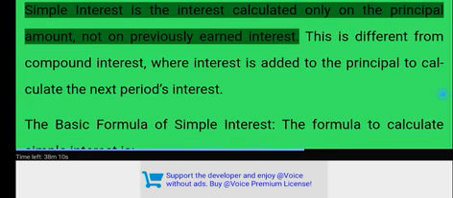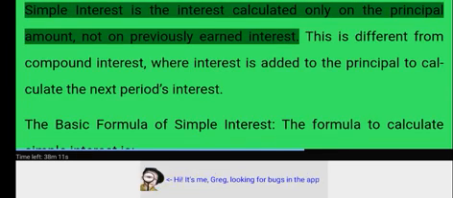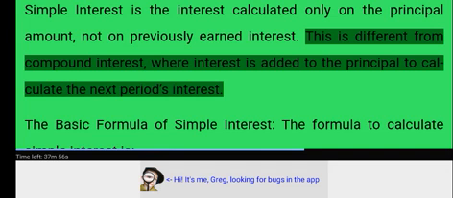Definition. Simple interest is the interest calculated only on the principal amount, not on previously earned interest. This is different from compound interest, where interest is added to the principal to calculate the next period's interest.